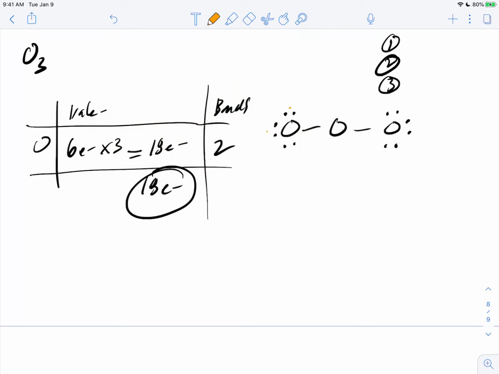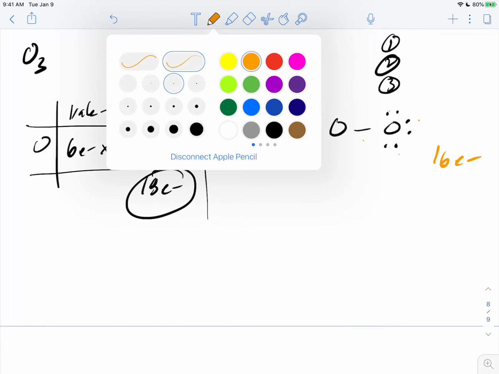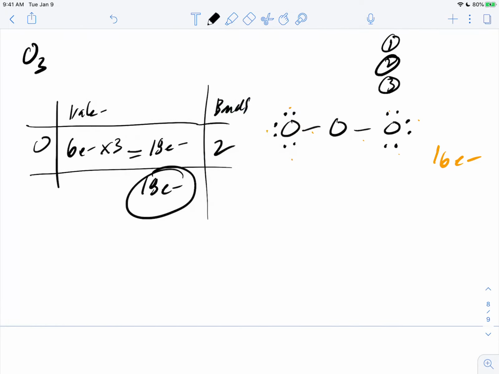We have 2, 4, 6, 8, 10, 12, 14, 16. So we have 16 electrons. And so I need to put 2 more electrons in, and the only place I can put them is as lone pairs on the central atom, okay? So that's the fourth step, is to count electrons.